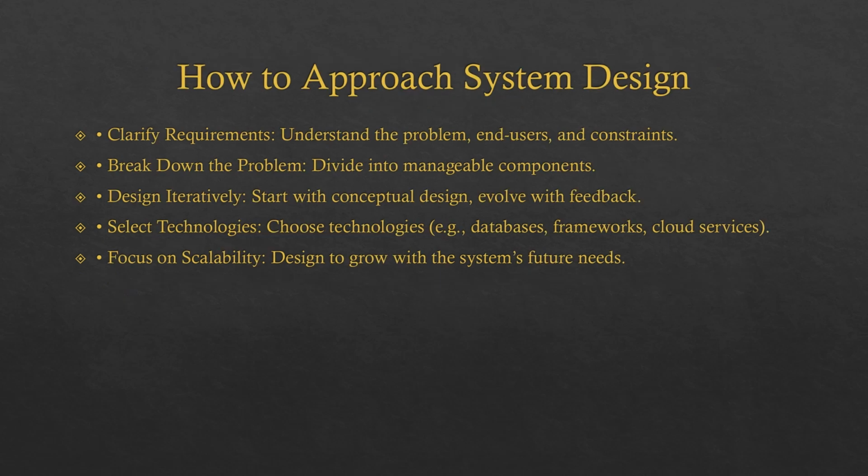When approaching system design, the first step is to fully understand the business requirements, including constraints such as time, budget, and technological limitations. Once we have that, we break down the problem into smaller, manageable components. The key to great design is iteration. Start with a conceptual model and refine it over time. Additionally, selecting the right technologies, databases, frameworks, and cloud services is essential to creating a system that can scale and meet performance goals.